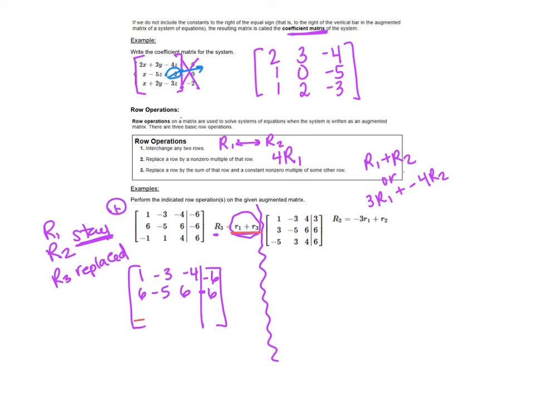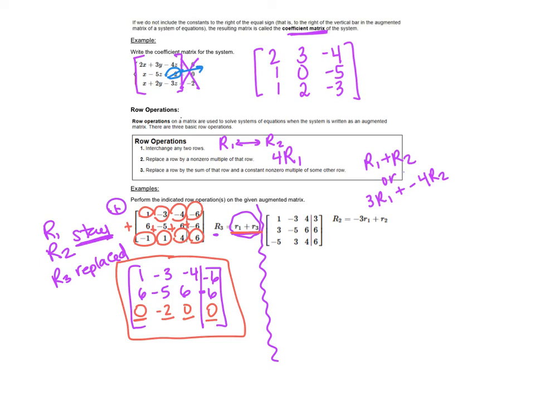So to get my first entry here, I'm going to take row 1 plus row 3. I'm going to have 1 plus -1 gives me a 0. Then I'm going to have -3 plus 1, which is going to give me a -2. Then I have -4 plus 4, which is 0. Then I have -6 plus 6, which is 0. So this would be the answer because I have now replaced row 3 with row 1 plus row 3.